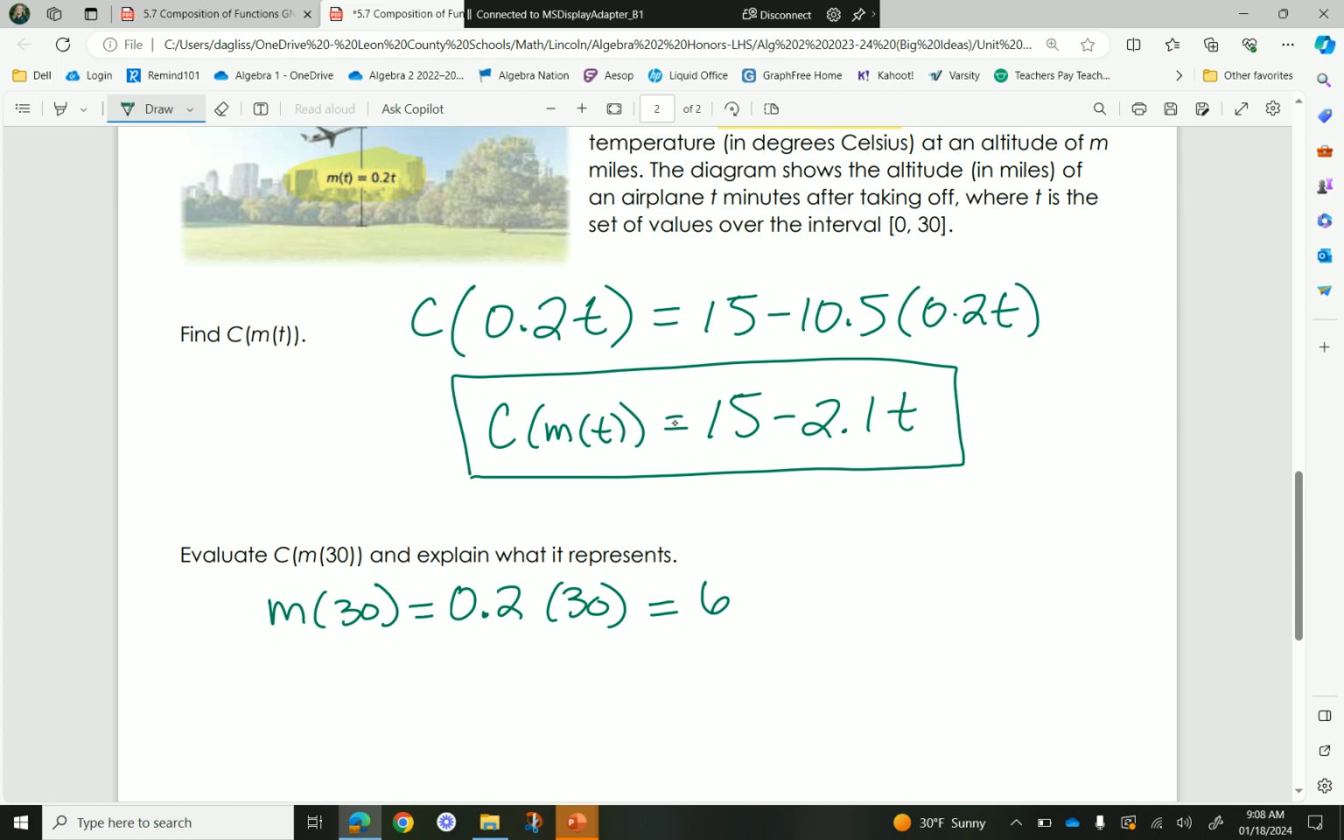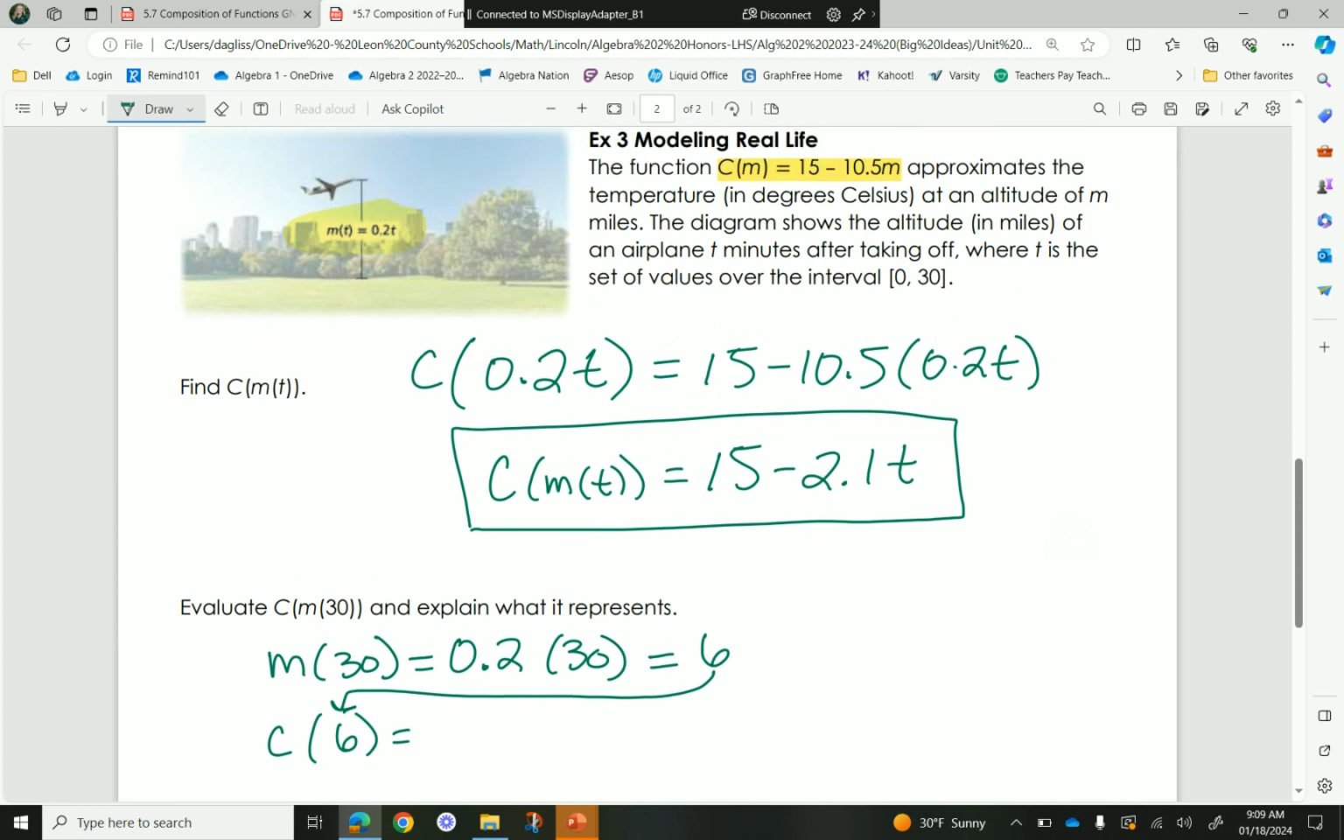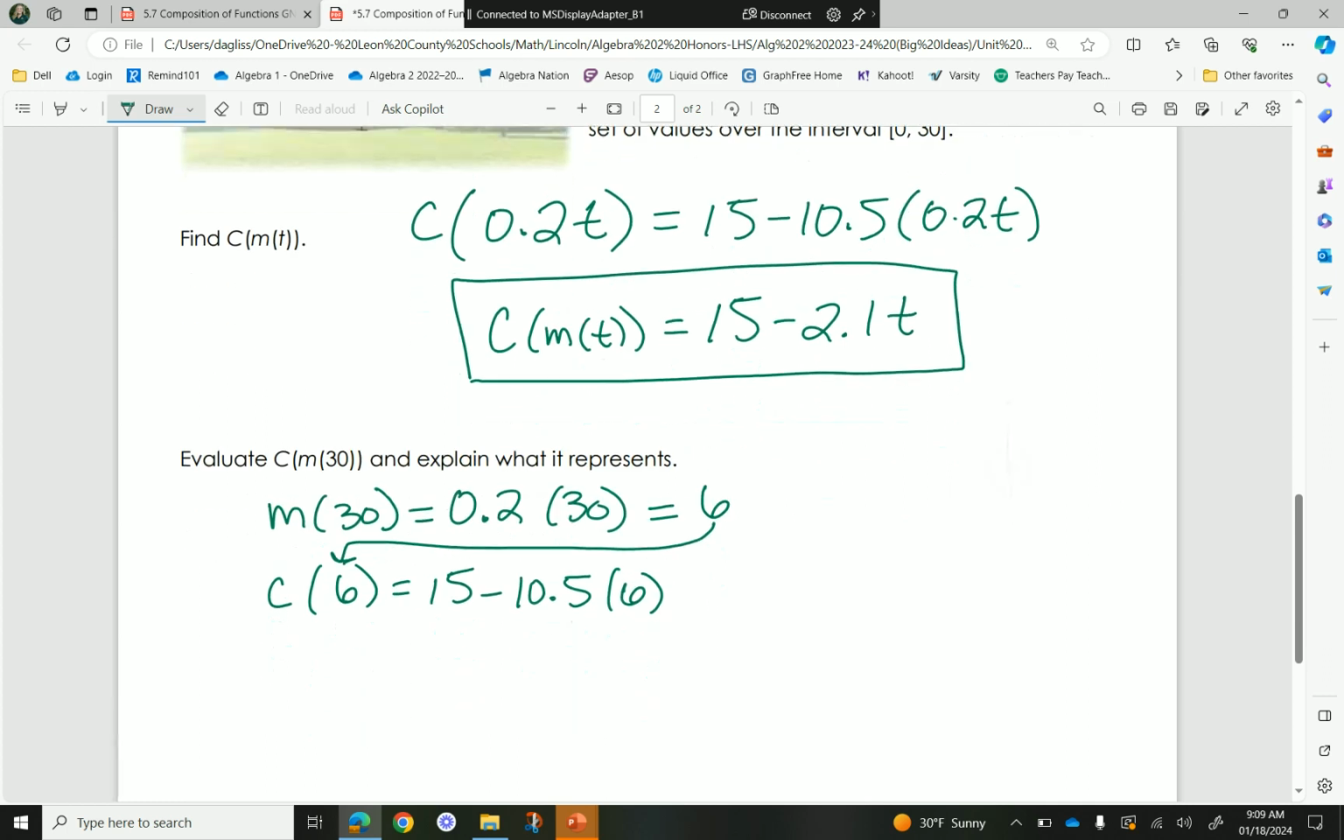Now we're going to take that and plug it into C. So my output becomes my input. 15 minus 10.5 times 6. Is that negative 63? So it gives me negative 48.